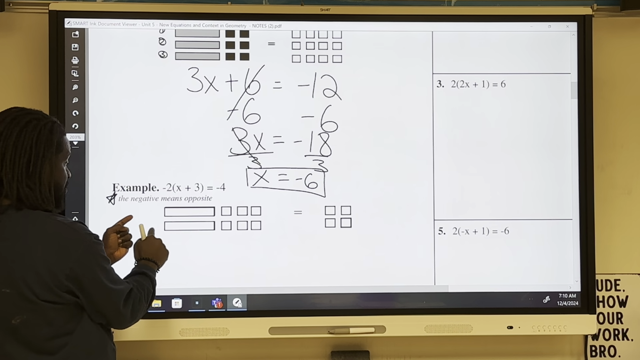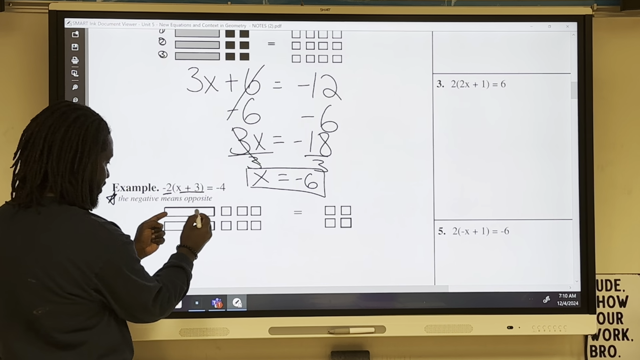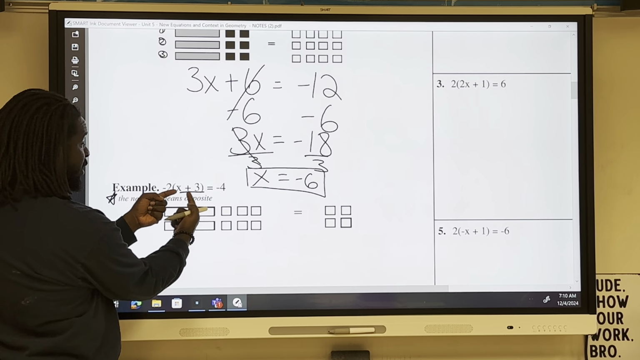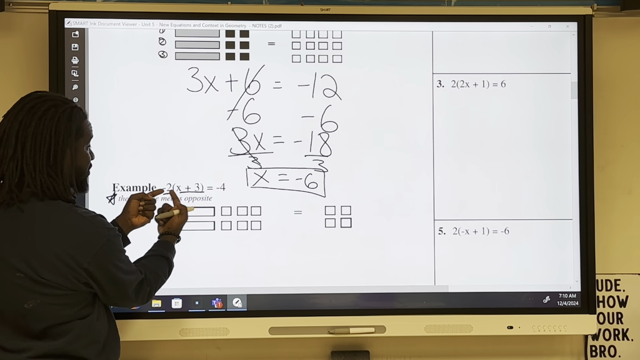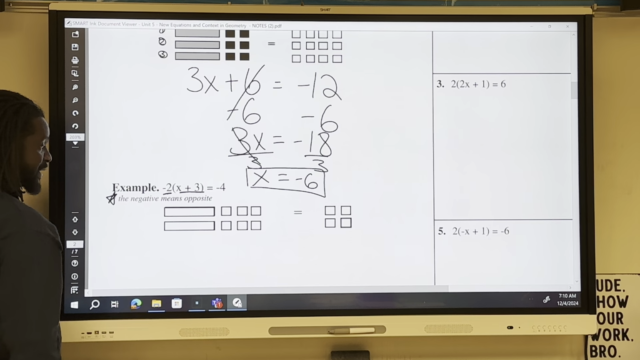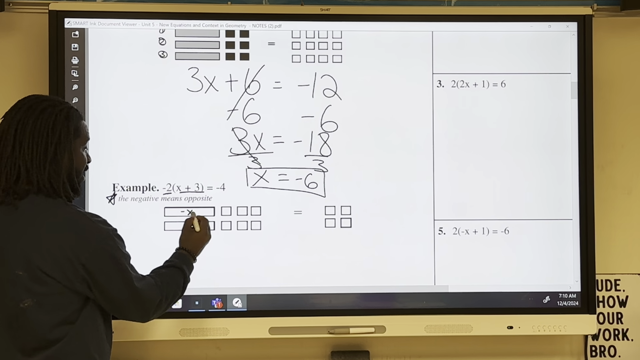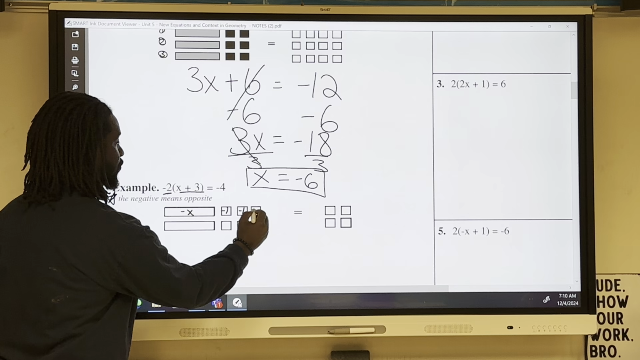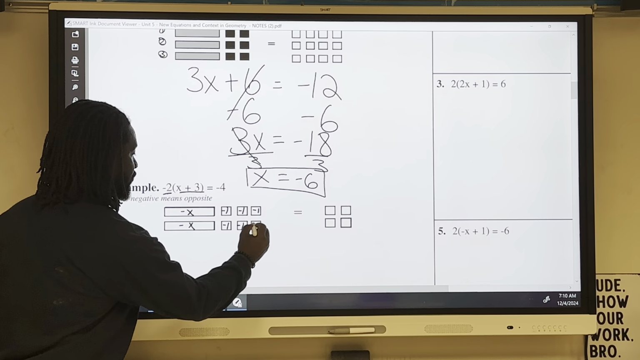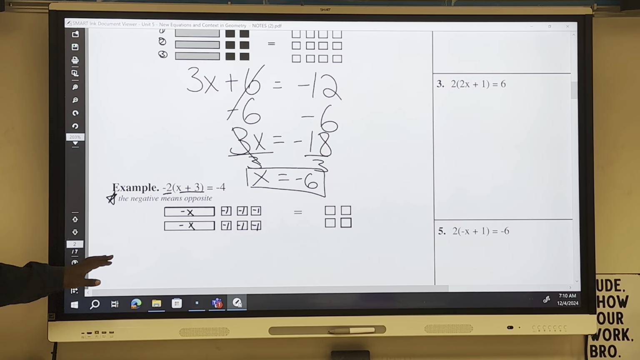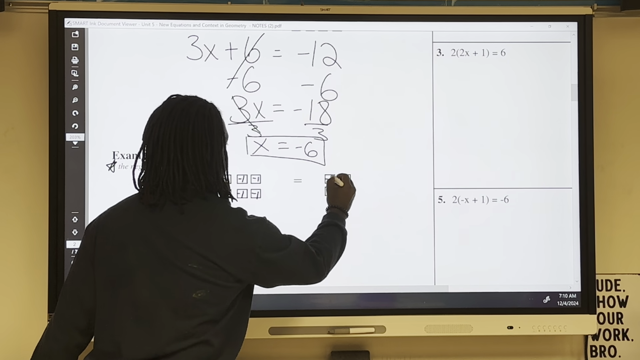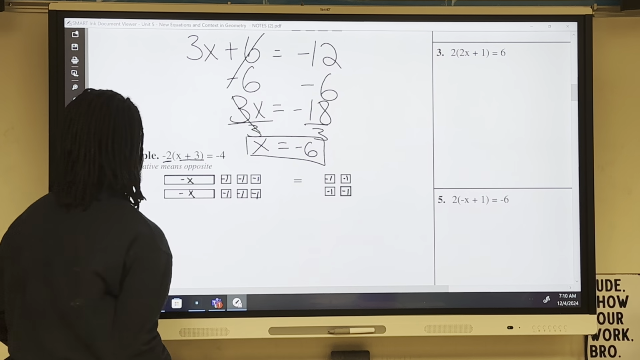So I have two groups of x plus 3. Well, this is x, this is plus 3. And currently this one is positive right here, but because this is a negative outside, that means the opposite. So that's why it is flipped to the negative side. So this is really negative x, and this is negative 1, and this is negative 1, and this is negative 1, right? And then this is negative x, and that's negative 1, negative 1, negative 1, right?